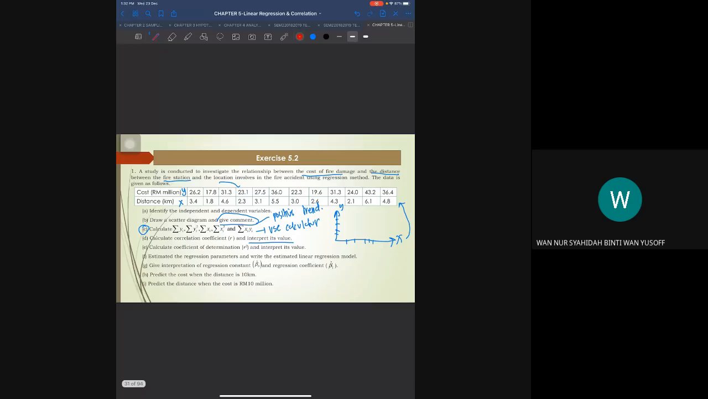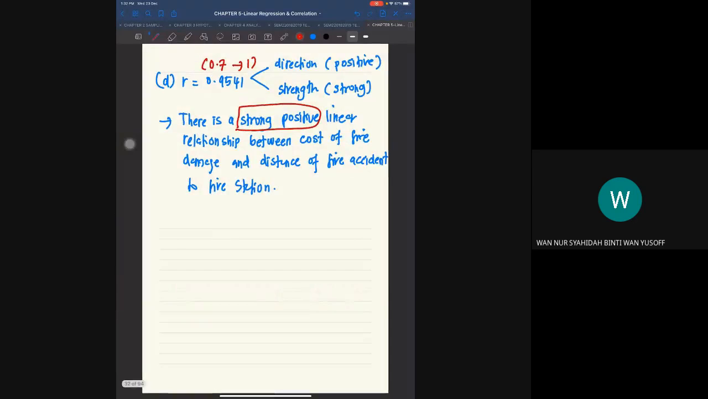Okay. So calculate the coefficient of determination and interpret its value. So it is just R square. You already have your R. So R square is 0.9541 squared. What do you get? 0.9103.